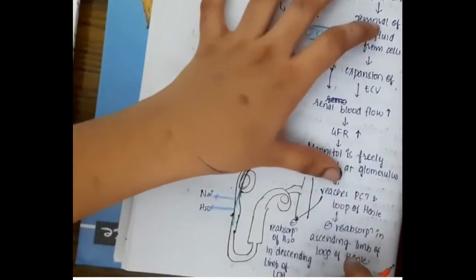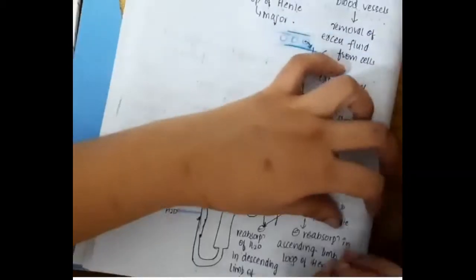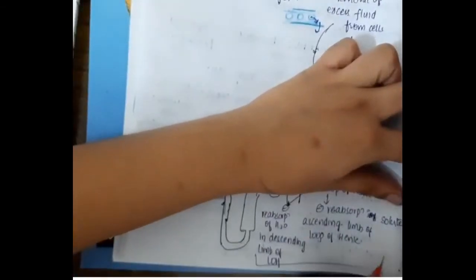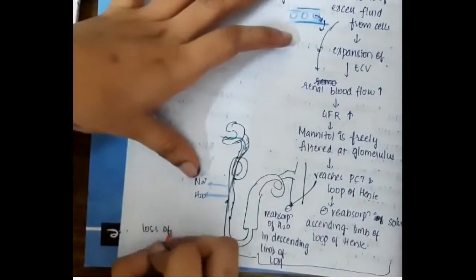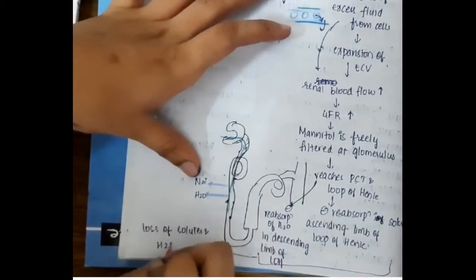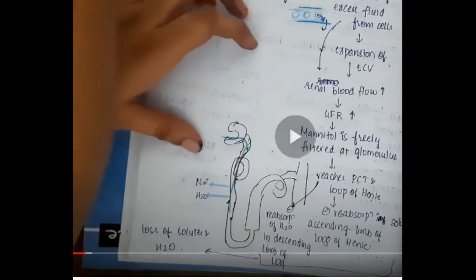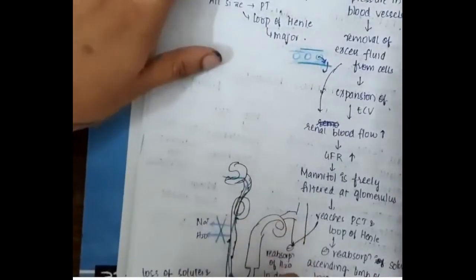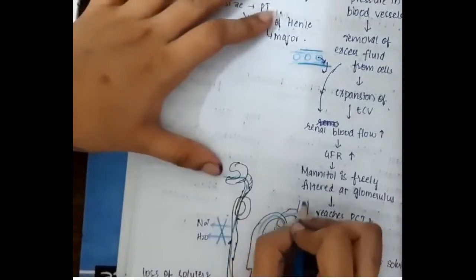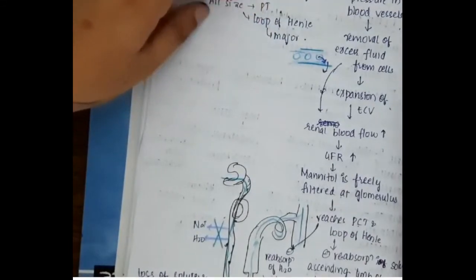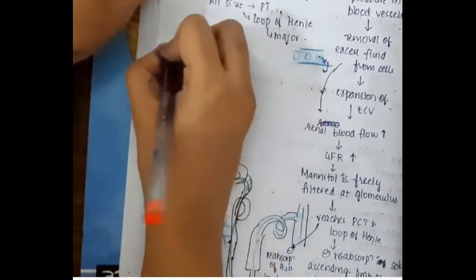All these are because mannitol increases the osmotic pressure in the tubules, and thus it prevents the reabsorption of solutes and water from the ascending limb of loop of Henle and inhibits the reabsorption of water from the descending limb of loop of Henle. So overall, there is loss of solutes and water from the blood. This reabsorption is not occurring, so as a result there is loss of solutes and water from the collecting tubule to the outside in urine.